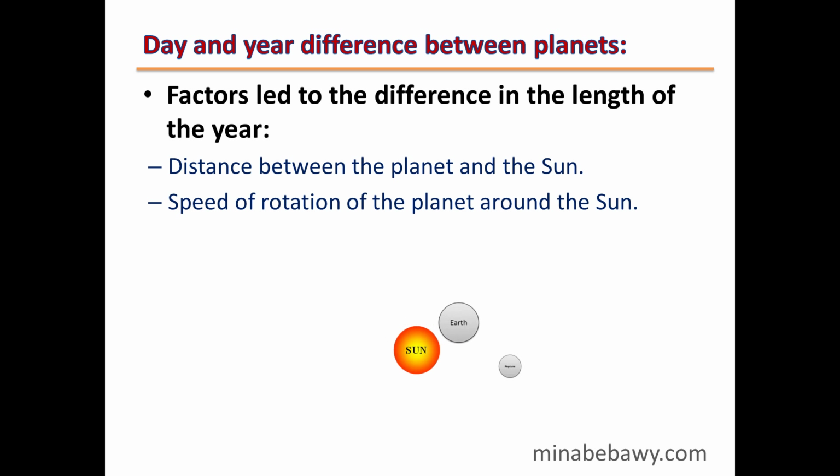The second factor is speed of rotation of the planet around the sun. As the speed of rotation of the planet around the sun increases, the length of its year decreases.